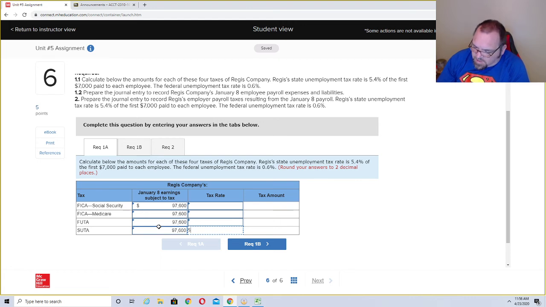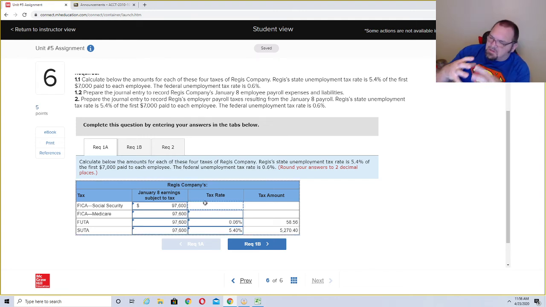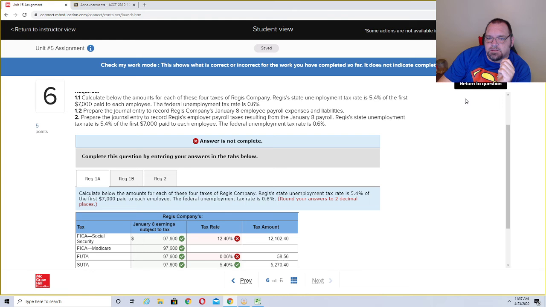Okay, remember it's 5.4% for that one, and it is 0.06 for that one. Now this, it may want... Remember, with Social Security, the total amount is 12.4. Half is paid by employees. Half is paid by employer. So let me put the full 12.4 in and see real quick if that's what it wants.